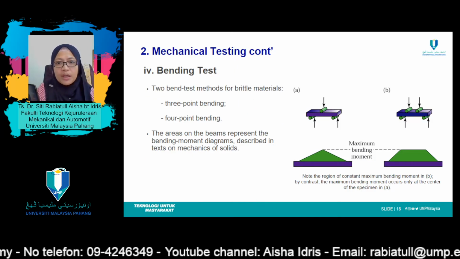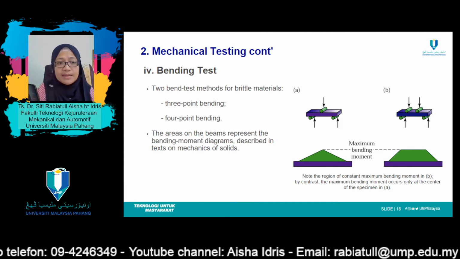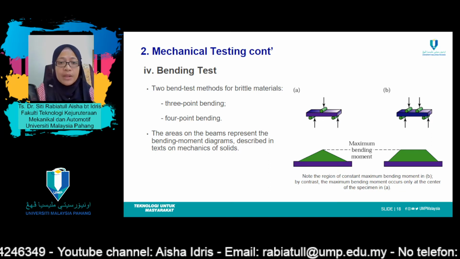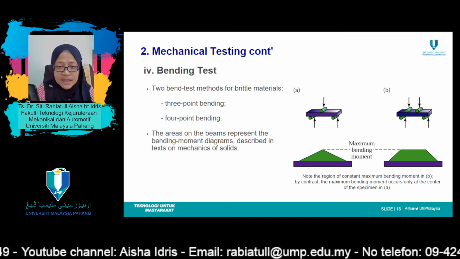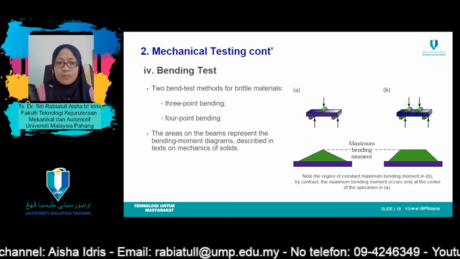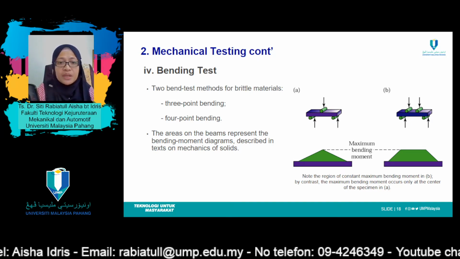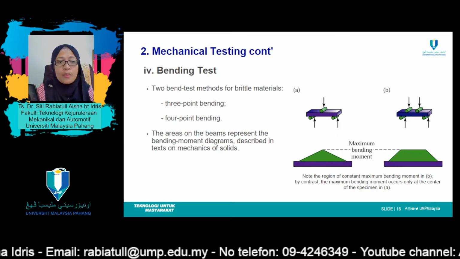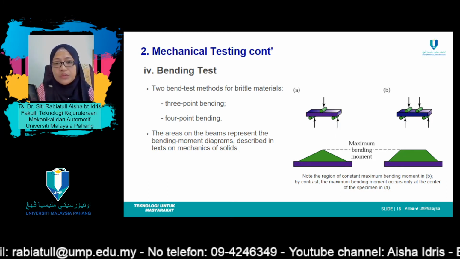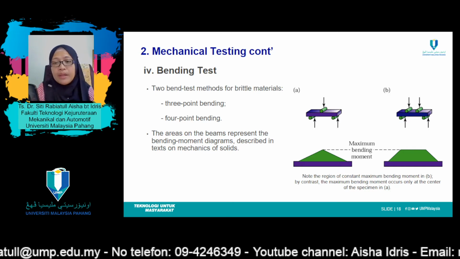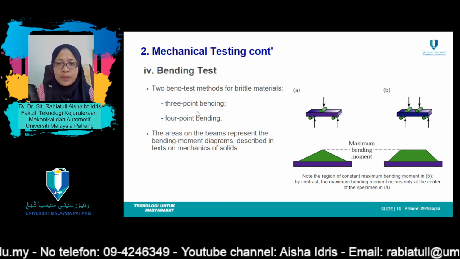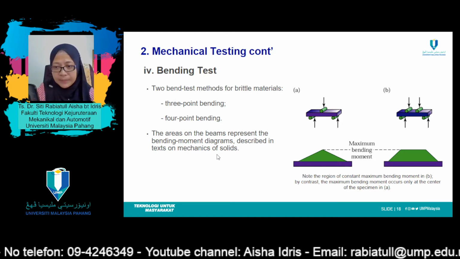Number 4 is the bending test. The bending test is a method of testing materials for their bending strength and other important properties. This destructive materials testing is used for plastics, fiber-reinforced plastics, metals, and ceramic materials. It can be divided into two types, which are 3-point bending and 4-point bending.